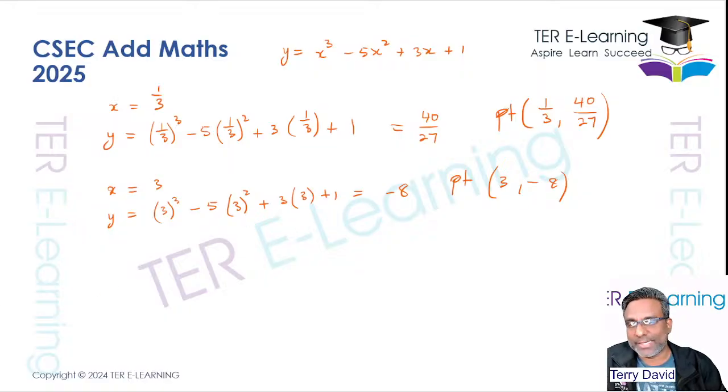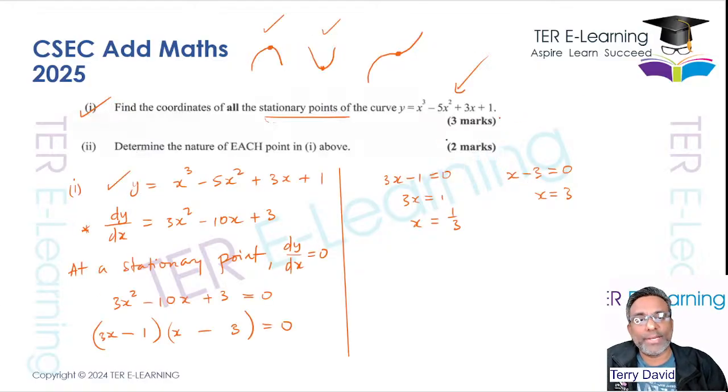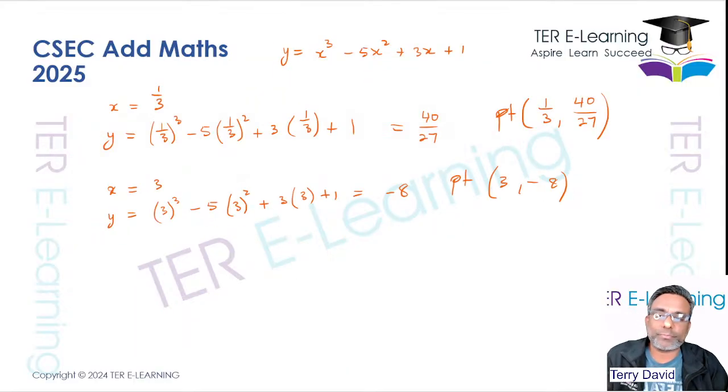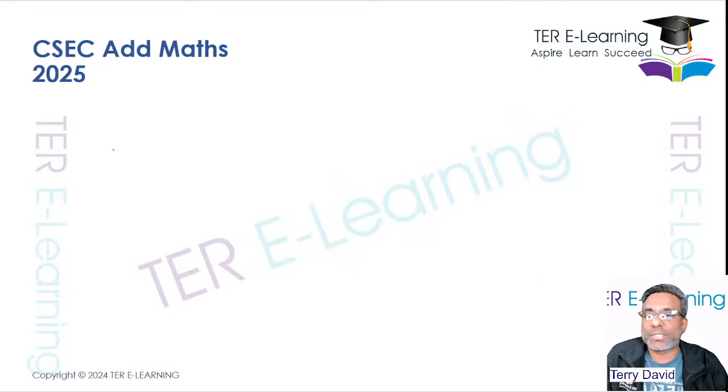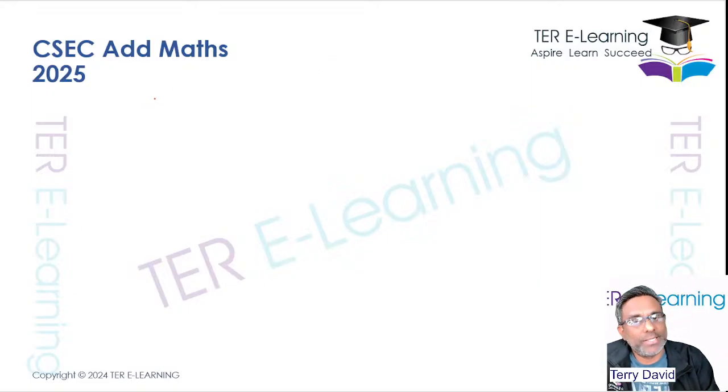Now the question says, and they only give us 3 marks for this, but they wanted the coordinates of all the stationary points. The next part here, to determine the nature, is a typical exam question. When they ask you about the nature of the points, we need to figure out whether it's a maximum or a minimum. To do that, I'm going to use what we call our second derivative.